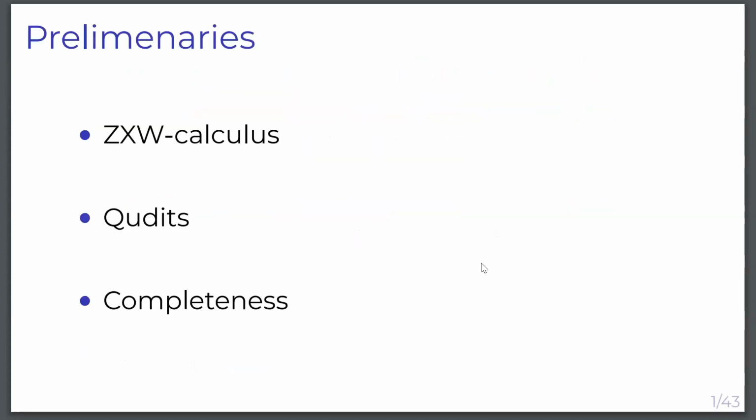So this is the rough outline of the talk. I'm going to first introduce the ZXW calculus, and then I'm going to introduce its generalizations to qubits, and then I'm going to talk about completeness, which is the main thing we did in this work.